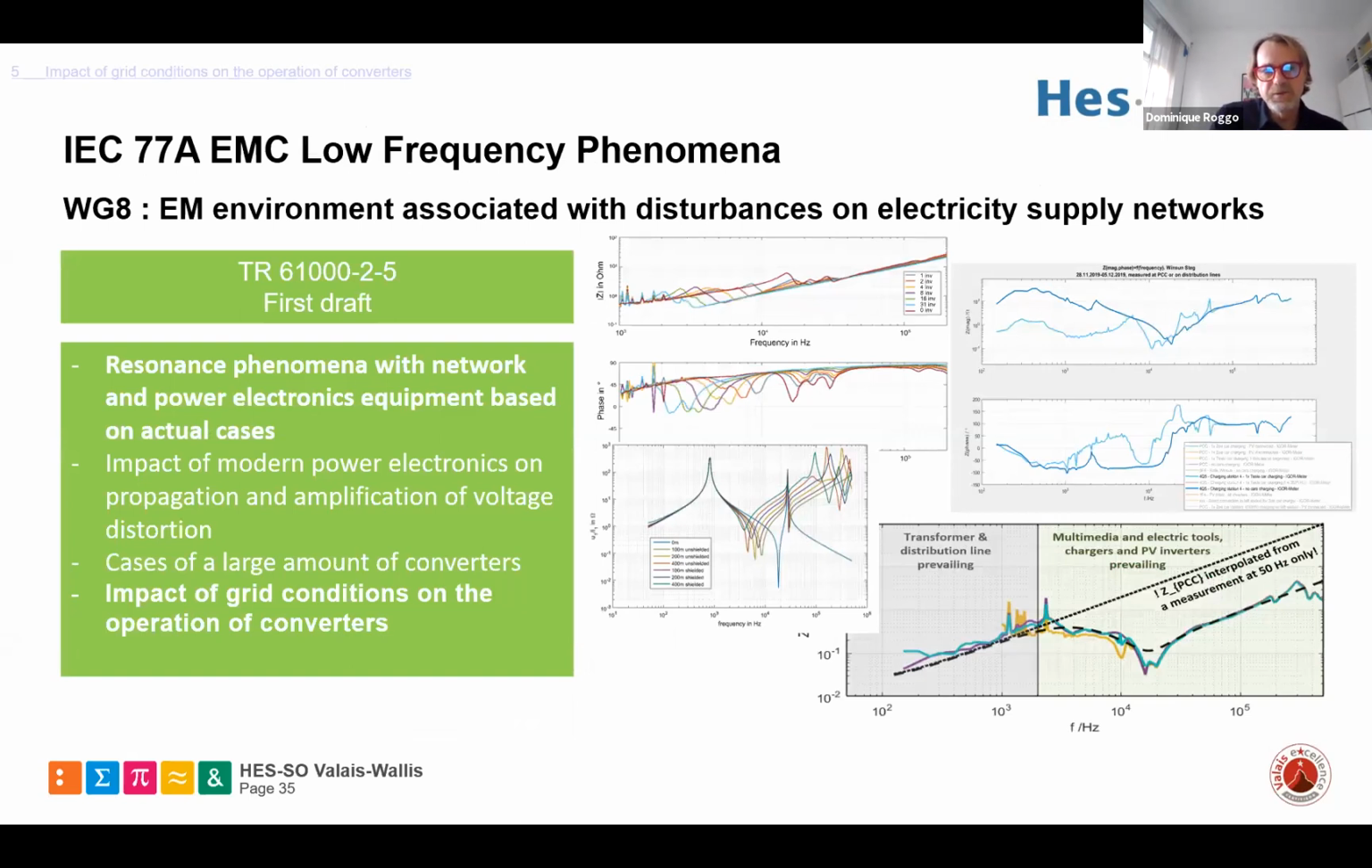In working group 8 of Technical Committee 77, we have an extensive technical report on grids and the influence of power converters, where we describe resonance phenomena linked with power electronic equipment, the impact of modern power electronics and filters on the propagation and amplification of distortions or signals, and different aspects of modern grids are studied. Of course, frequency-dependent grid impedance plays a very important role in this report.